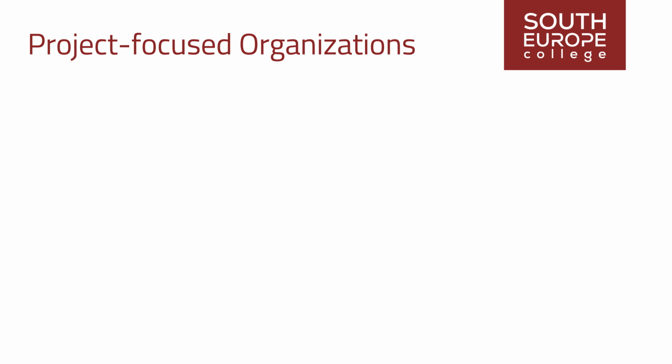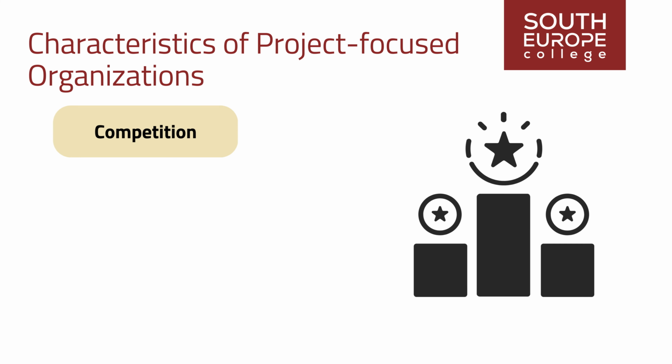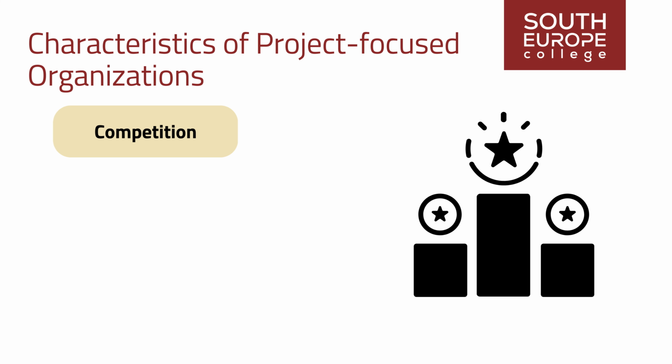Because this structure radically differs from a functional structure, the issues affecting projects in functional organizations, authority, priority, and vision, are minimized. Instead, the project is more likely to experience issues like those of standalone organizations. Competition. Though competition is often seen as good, competition between projects within the same organization can have adverse effects, especially when finding and retaining resources and team members.